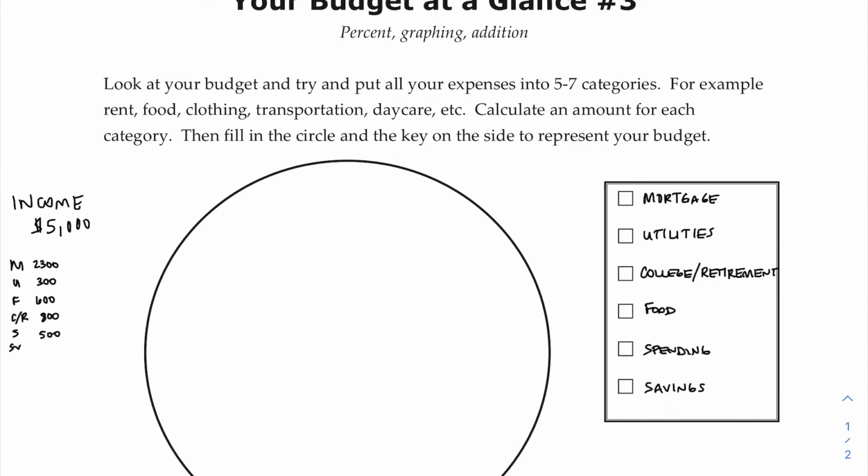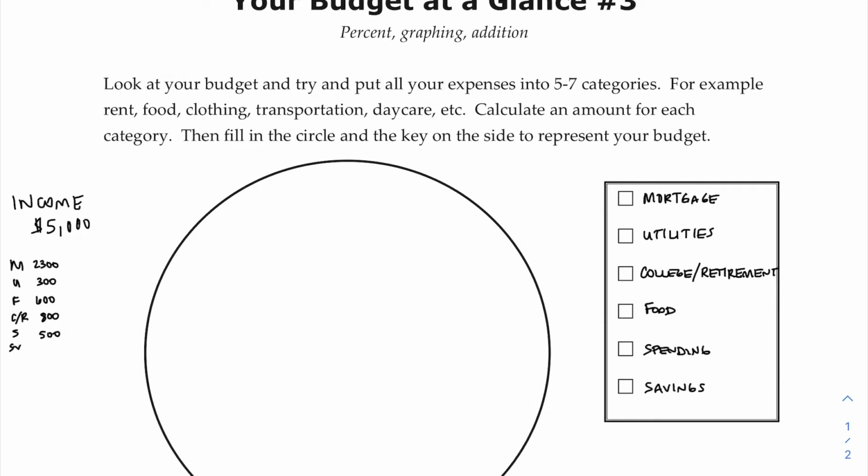So we're going to look at my personal budget for the most part and try to put all of our expenses into 5 or 7 categories. I did that. So for example, rent, food, clothing, etc. Calculate the amount for each category, then fill in the circle and key on the side to represent your budget. So let's just estimate that my monthly income is about $5,000.